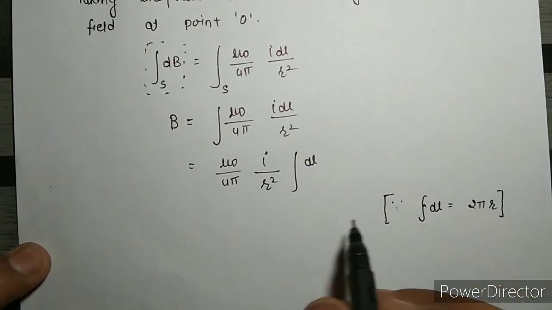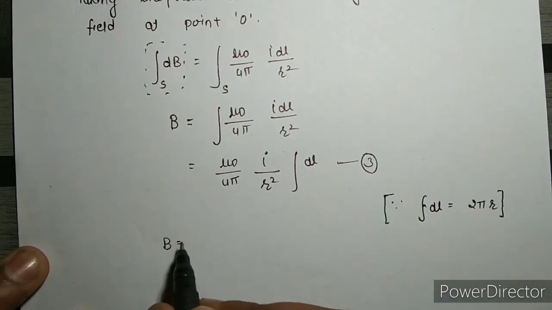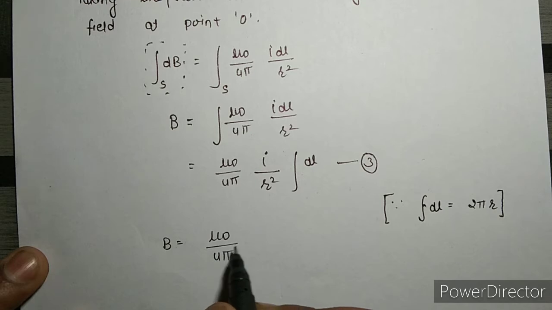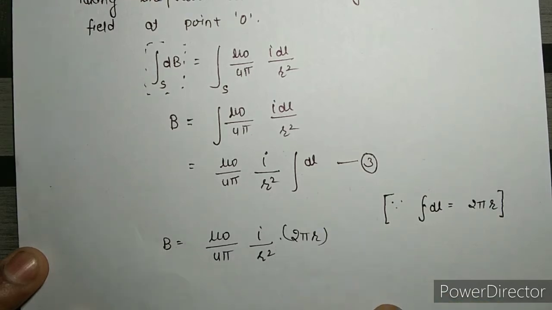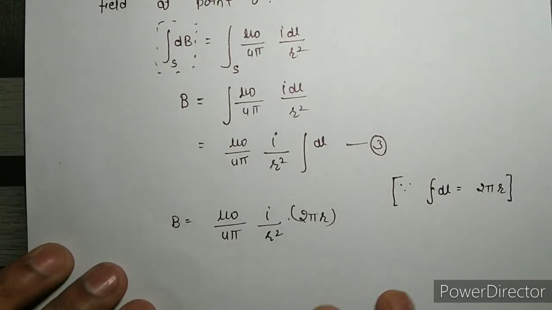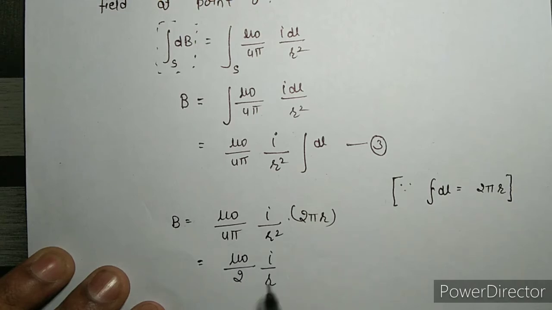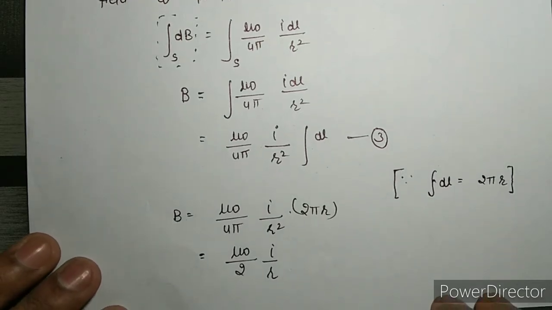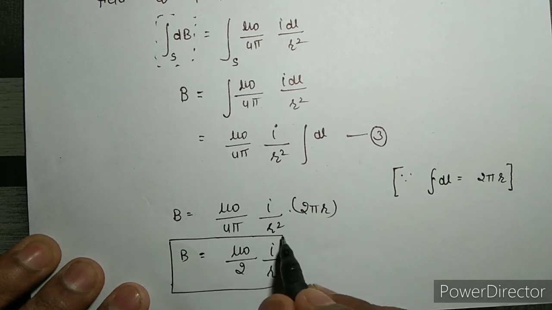Now taking this in equation third, we get B is equal to mu naught upon 4 pi I upon r square into 2 pi r, and after cancelling 2 pi with 4 pi we get mu naught upon 2 I upon r, because r also cancels out with the square. This is the net magnetic field at the center of a circular current carrying coil.